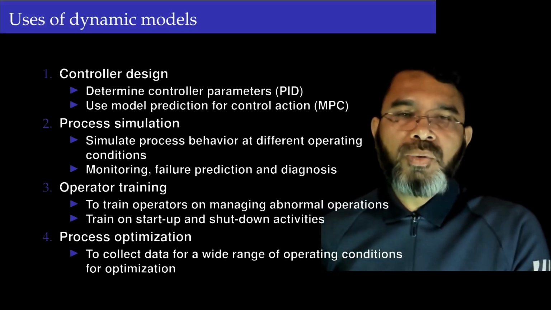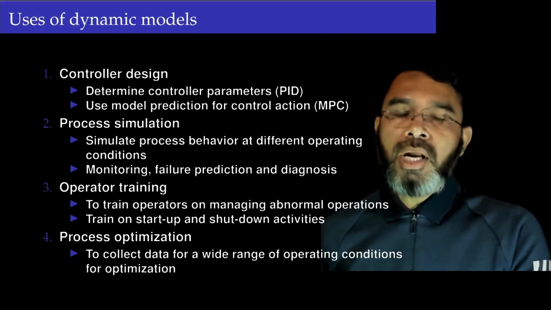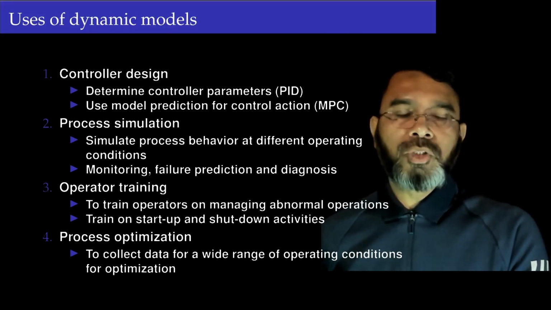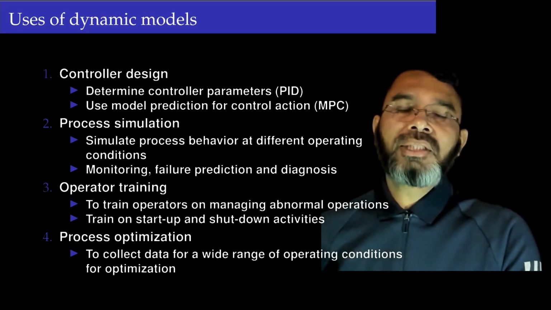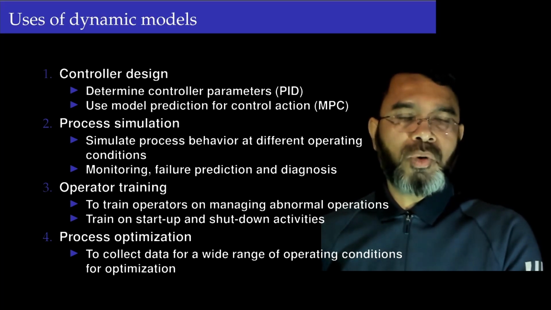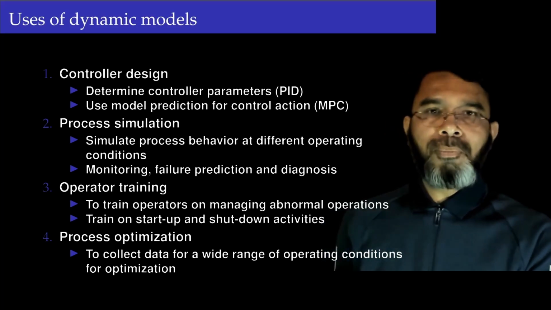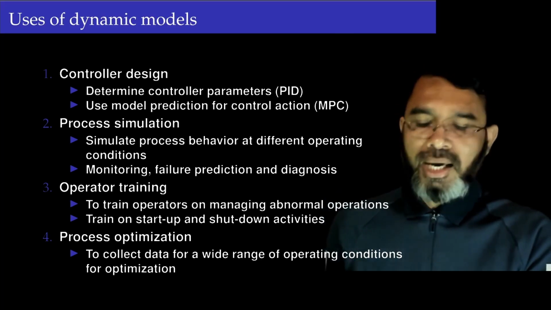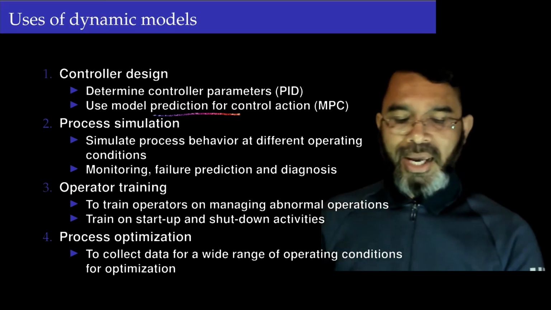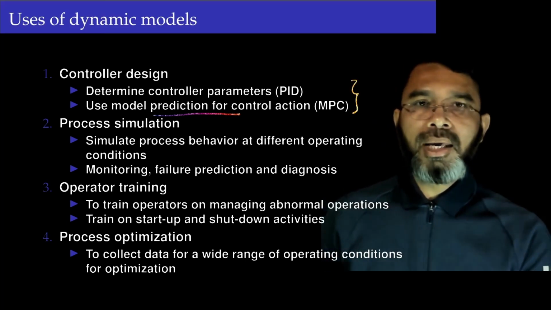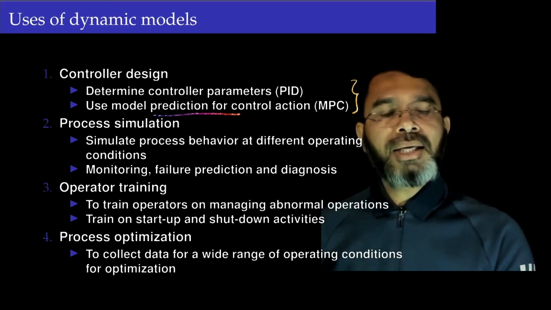Now, what are the different uses of dynamic models? Dynamic models can be used for controller design. The parameters of a PID controller are directly obtained from the model parameters of the process. Also for model predictive control, prediction using the process model is used for the purpose of control. So those are the 2 main uses of models in the context of control. There are other uses as well.